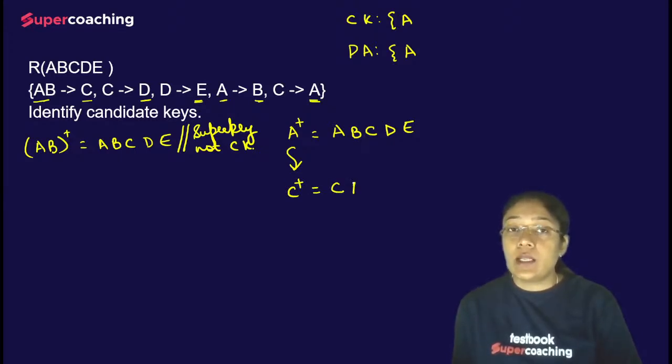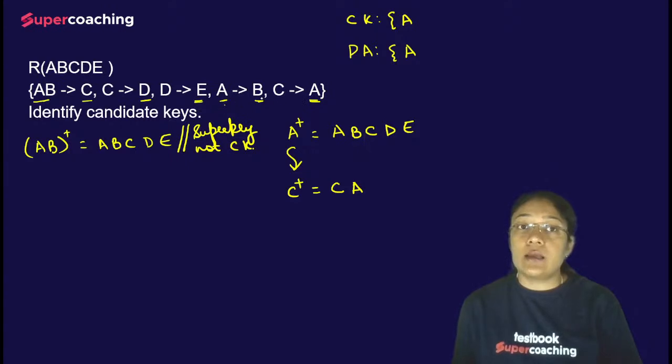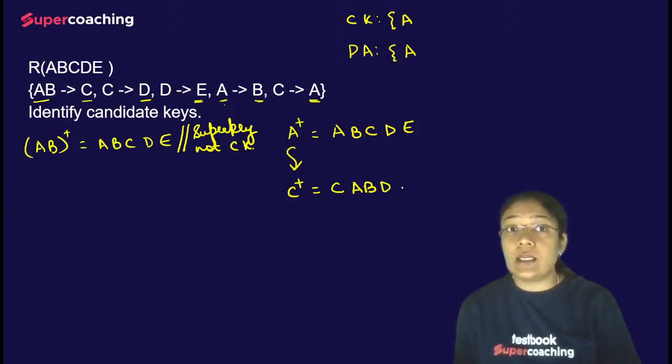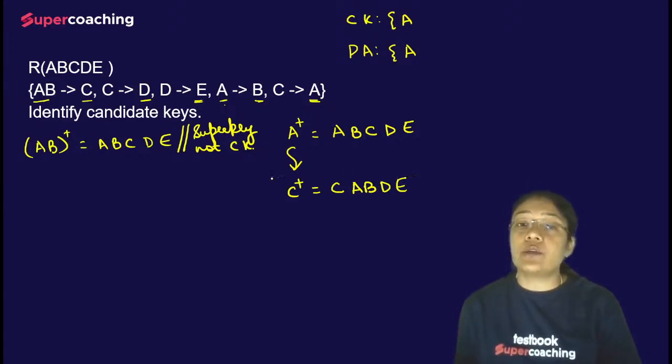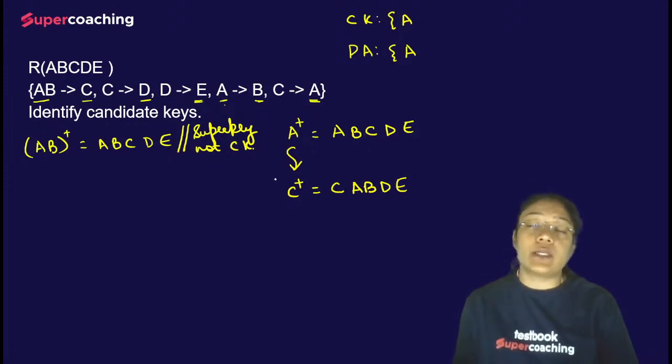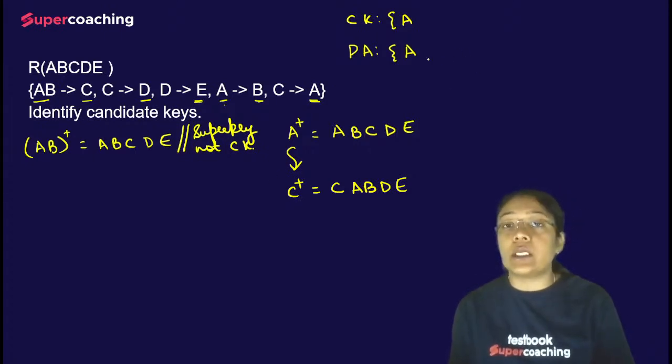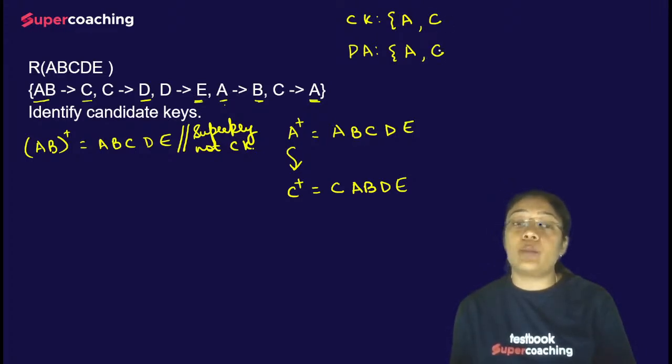C is determining itself, C is determining A, A is determining B, B is determining C (already determined), C is also determining D, D is determining E. All the attributes have come. It is a single attribute, so there is no need to check subsets, because it is not possible. So C is also a candidate key, so it is a prime attribute.